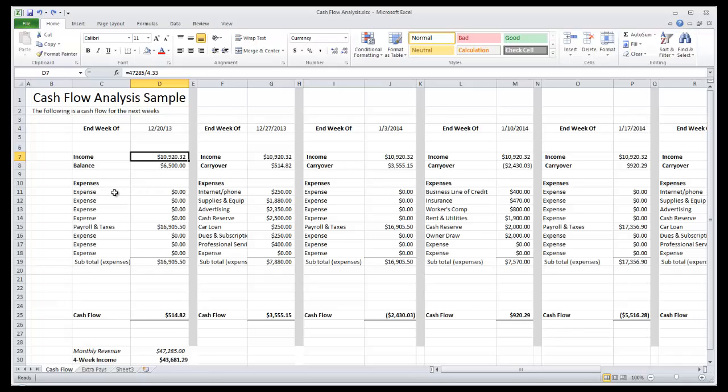Then you're going to get down here to the expense section. I went ahead and erased that because I want to make sure that I have some data in here for the examples I want to show you later. But then in the expense section, you're going to go ahead and add your expenses.